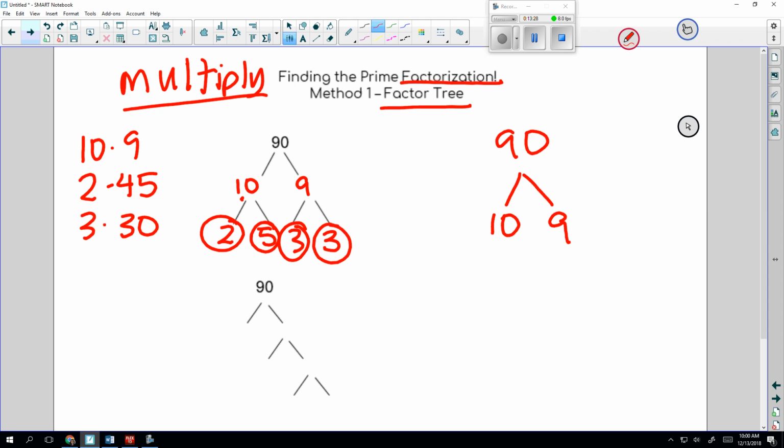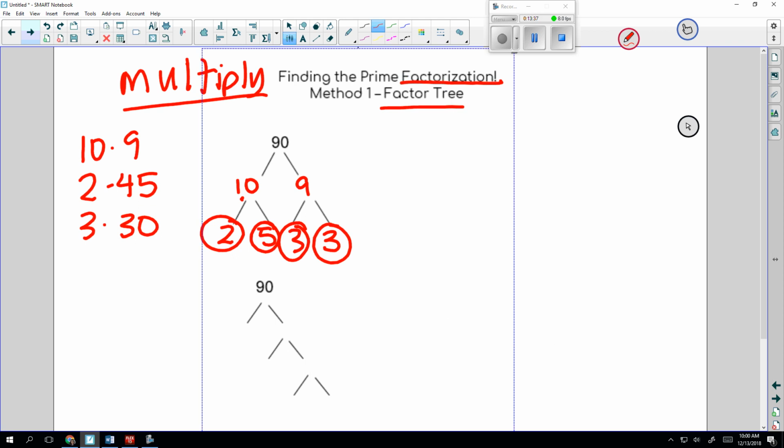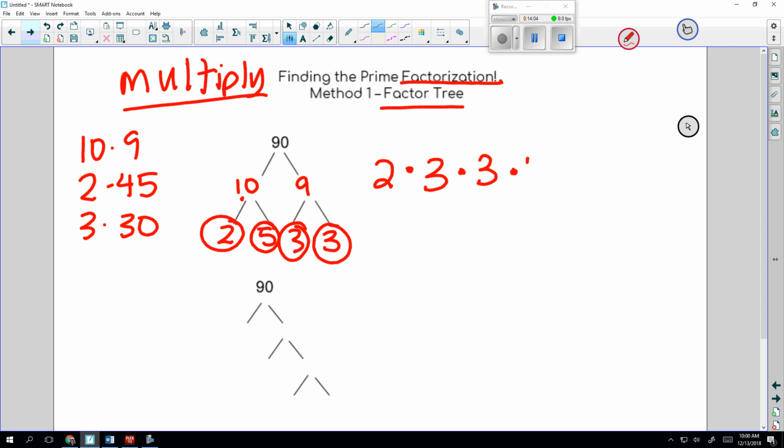Now, this is where kids get stumped. They think, oh, I'm done. Now, you did find the prime factors, but mathematicians like things nice and organized. So we have to take our prime factors and write them as an expression. You can do it below, there's not really enough room here. They want you to start with the smallest prime number and go in order. So what's the smallest prime number? 2. So I'm going to write this as 2 times, what's the next one? 3. What's the next one? 3. And what's the last one? 5.